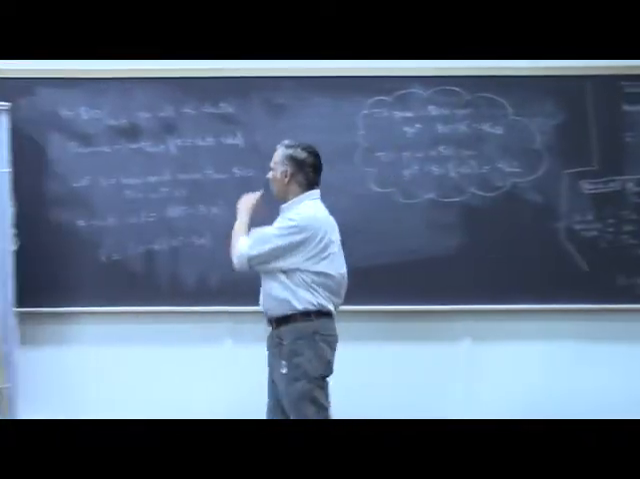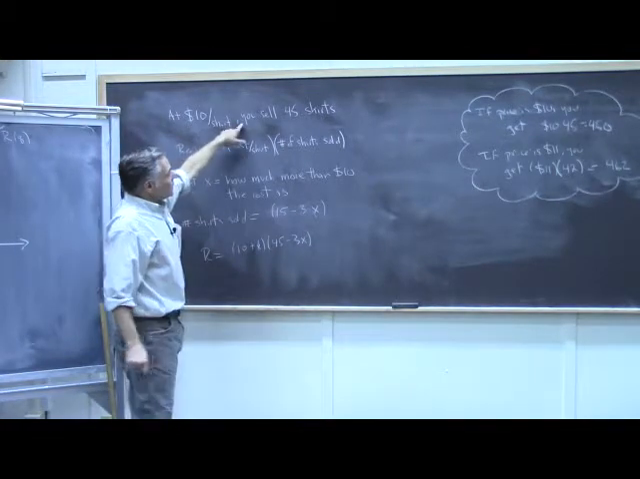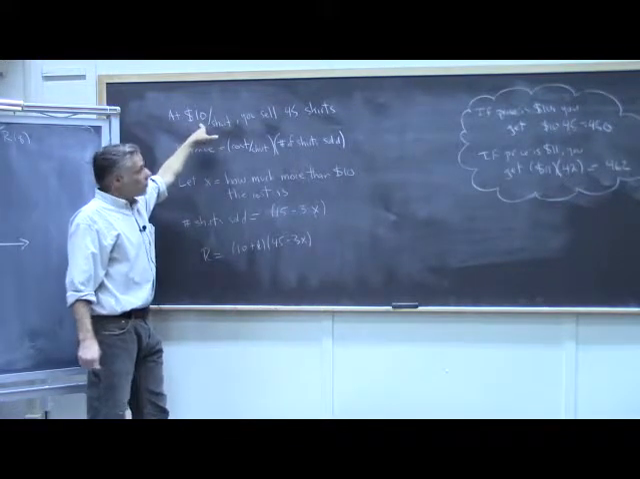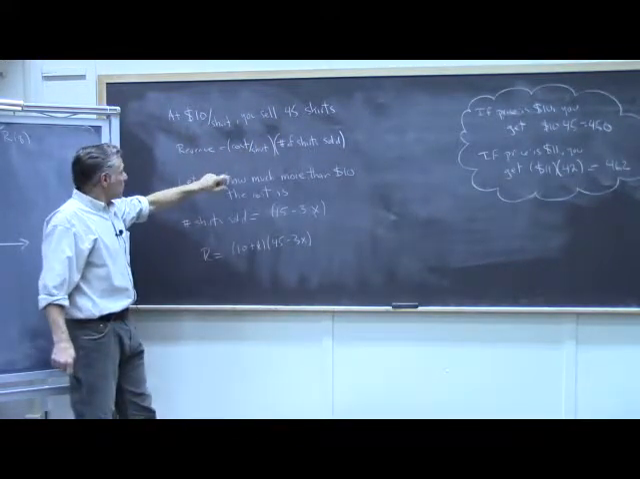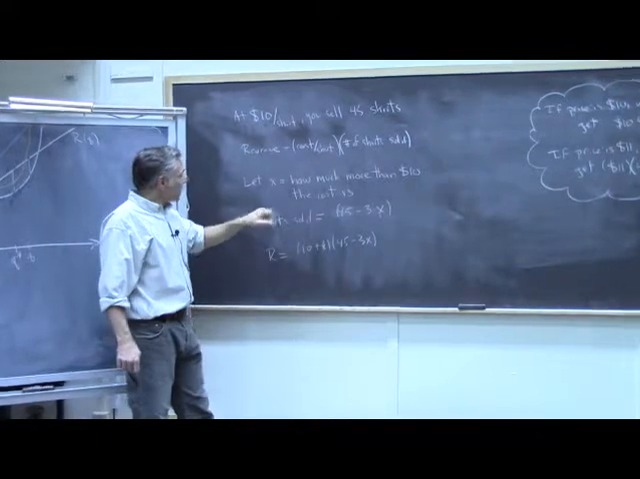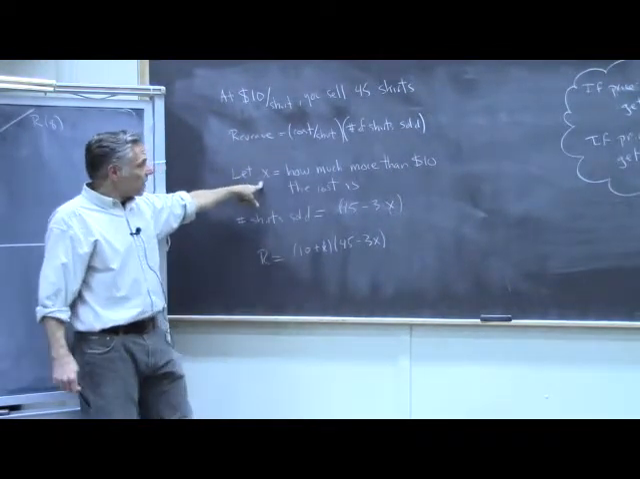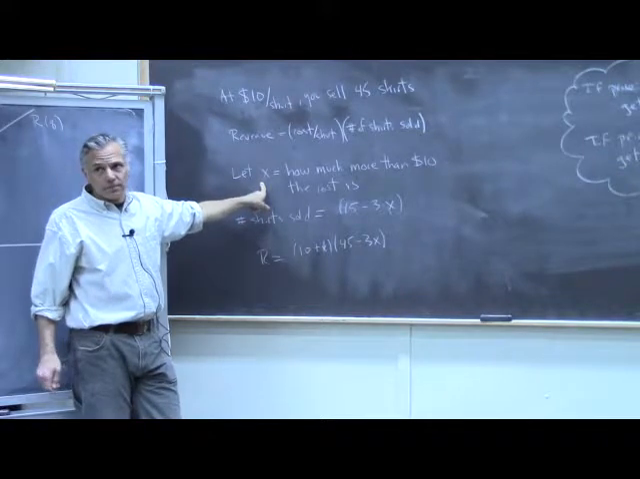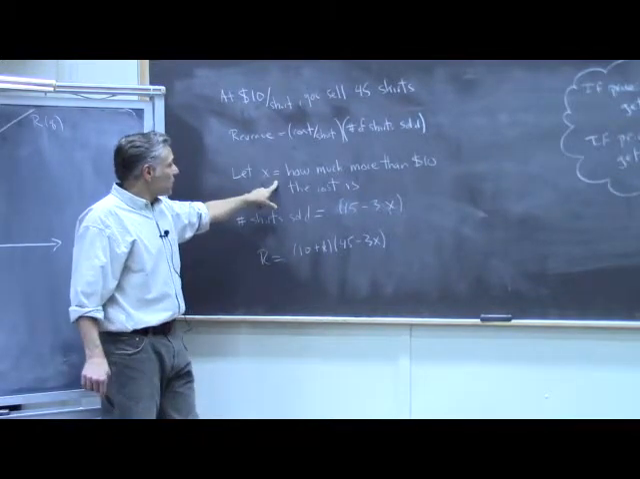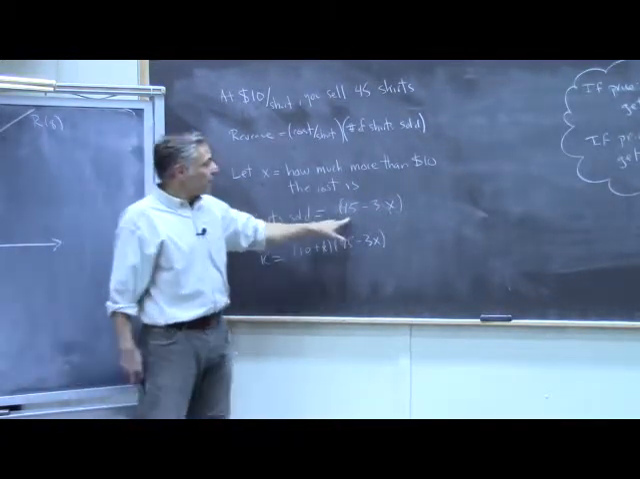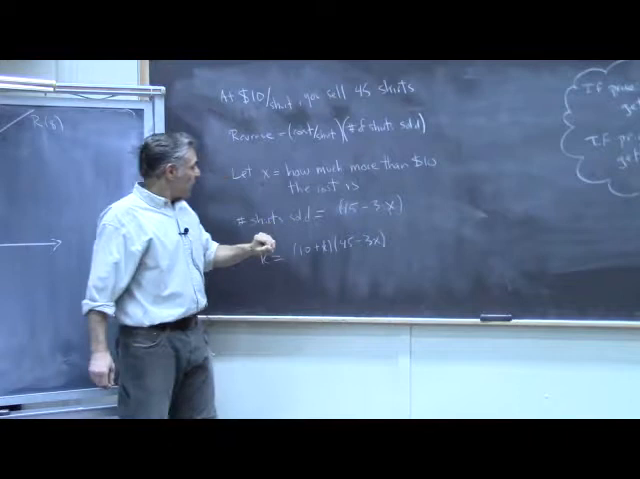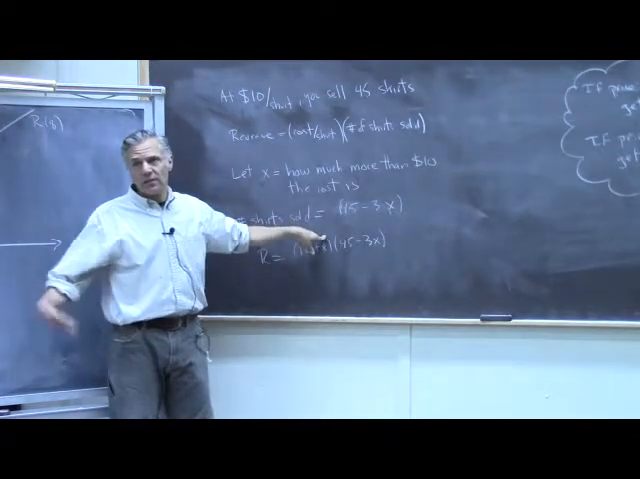OK, so what do we know? At $10 a shirt, you sell 45 shirts. I also should have written out the sentence: every additional $1 you charge, you sell 3 fewer shirts. So revenue is going to be the cost of the shirt times the number of shirts sold. And I'm going to need a variable someplace. I'm going to have X be how much more than $10 the cost is. That's not a great sentence, but anyway. So then the number of shirts sold is 45 minus 3 times the additional dollars. And the cost is 10 times X, because X is the additional dollars.